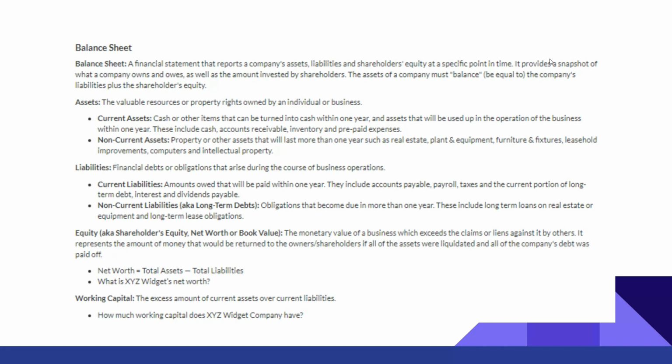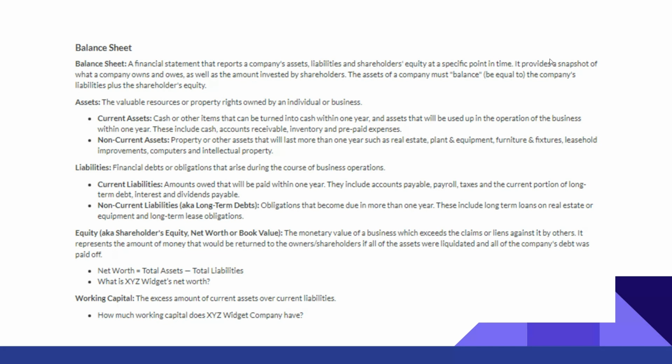Asset: a valuable resource or property right owned by an individual or business. Current asset: cash or other items that can be turned into cash within 1 year, or assets that will be used up in the operation of the business within 1 year. These include cash, accounts receivable, inventory, and prepaid expense. Non-current assets: property or other assets that will last more than 1 year, such as real estate, plant and equipment, furniture and fixtures, leasehold improvements, computers, and intangible property.